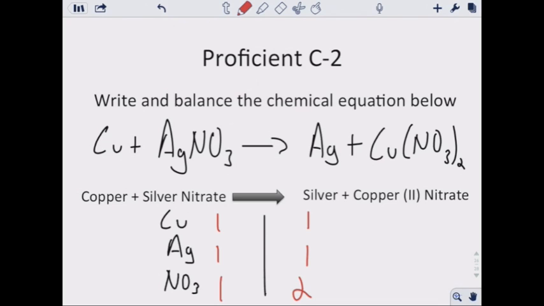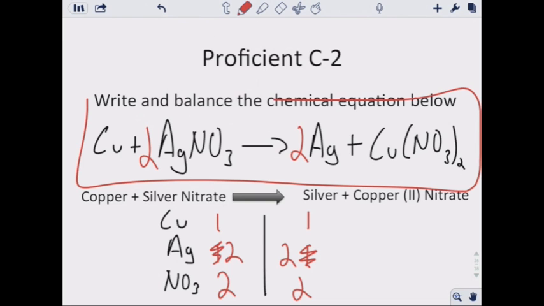So guess what? We look at it. What times 1 equals 2? Well, 2. And what does that do? That changes the number of nitrates. Now I have 2 nitrates. But what does it also do? It changes the number of silvers. So now silver is not 1, it's 2. So how do we balance the other side? Put a 2. You can see that'll change those 2 as well. And this is our balanced chemical equation.